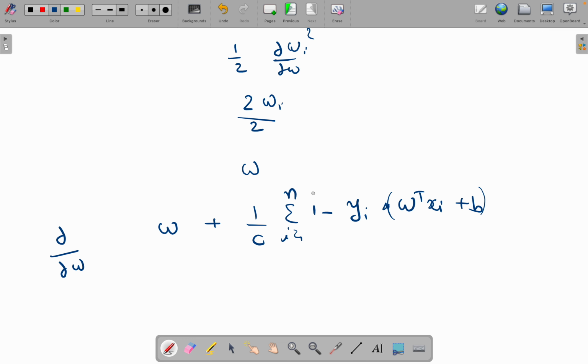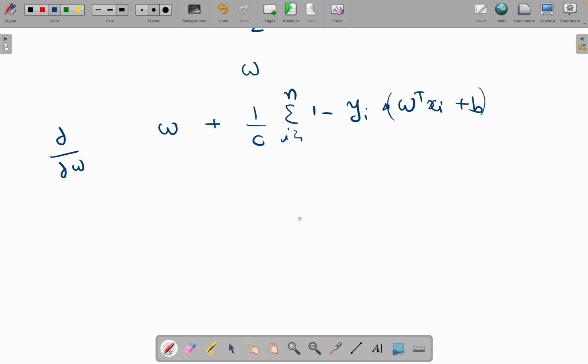And we need to differentiate this part, right? So if you see, this w plus would be same. Sorry, this is not 1 by c but c, my mistake. It would be 1 by n there, right? So it is basically c times 1 by n, right?